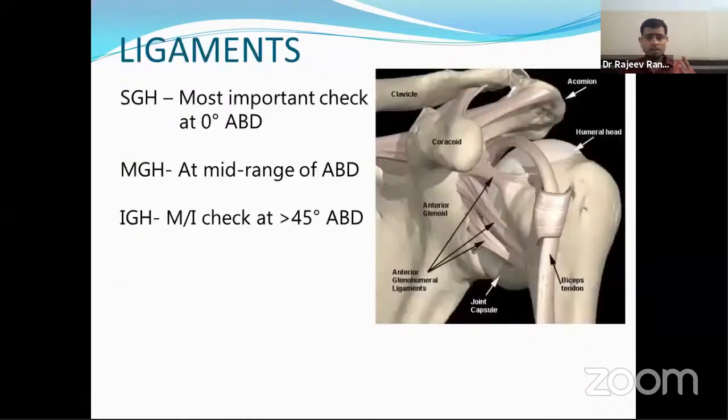The important ligament is the glenohumeral ligament. There are 3 glenohumeral ligaments: the superior, the middle, and the inferior. The superior is an important check at 0 degrees of abduction. The middle one is at the mid-range of abduction, whereas the inferior glenohumeral ligament is an important check at more than 45 degrees of abduction of the shoulder joint. In the photograph, this one is the superior, and this is the middle and the inferior glenohumeral ligaments.